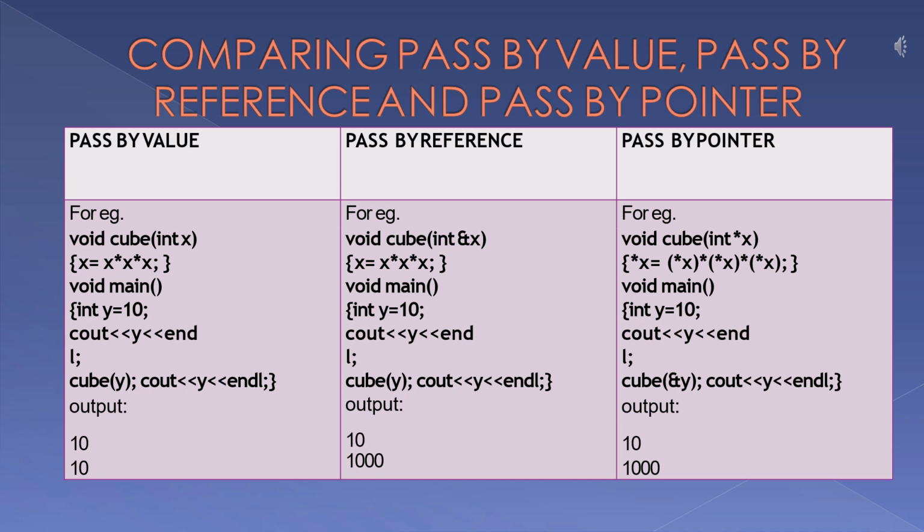In pass by pointer, you have called cube by passing the address of y and accepted it as int star x. x is a pointer that points to the address of y. So any change in x will be reflected back in y. So the output is 10 and 1000.